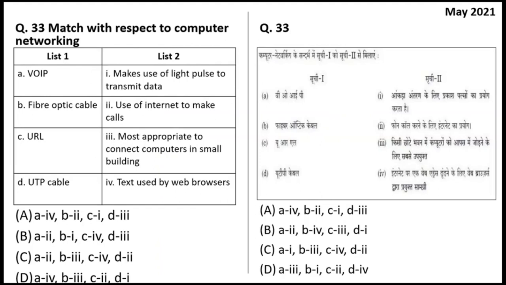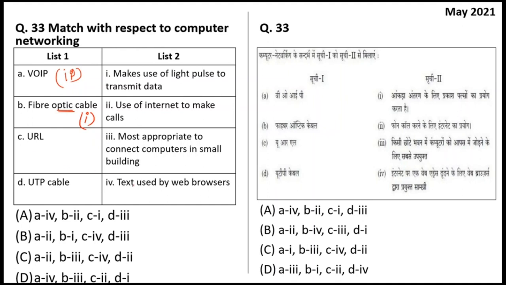Again, a match the following question. So there is list 1 and list 2. VoIP stands for Voice over Internet Protocol. It is used for making calls over the internet. So VoIP, if you match, this will be second. Fiber optic cable. Optic means light. The first option says make use of light pulse to transmit data. So here the first option is correct for this.